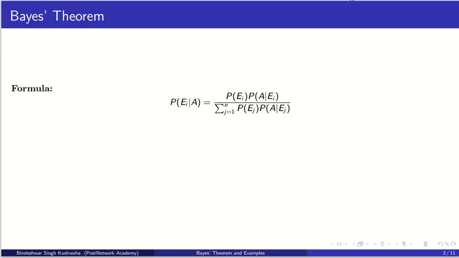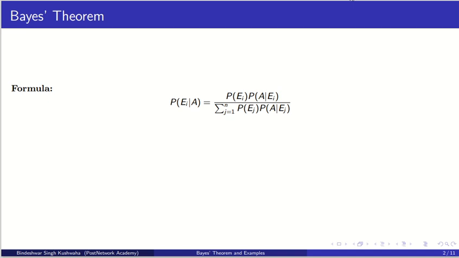So let's start with the formula. Bayes theorem helps us calculate the probability of an event given prior knowledge. The formula is: probability of event Ei given A is equal to P(Ei) times P(A given Ei), upon the summation from j equal to 1 to n of P(Ej) times P(A given Ej).